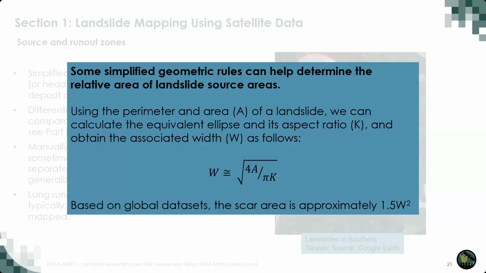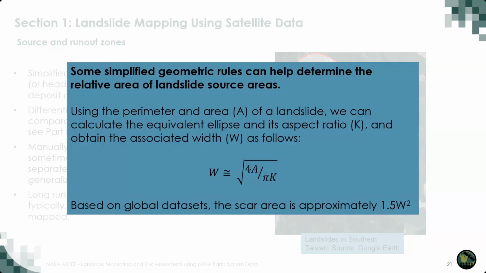And then again, using this formula, we'd roughly estimate the associated width of a landslide. And then we know from global data sets that the scar area is approximately 1.5 times the width squared. And so once we know that scar area, we can take the overall area that we mapped of a landslide and take the scar area estimate.